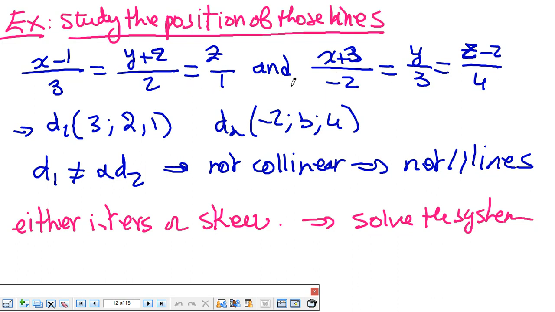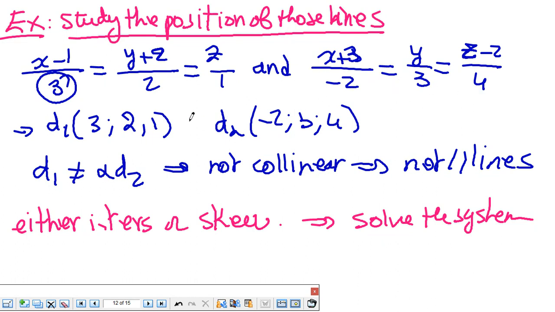So first, let's compare the direction vectors. The direction vectors are the denominators: 3, 2, 1. This is one of the direction vectors. Be careful, guys. You can also say it's 6, 4, 2. And this is the second direction vector: minus 2, 3, 4.